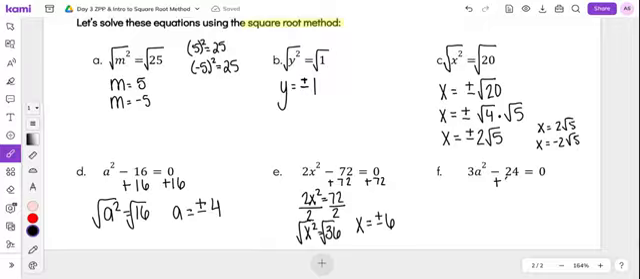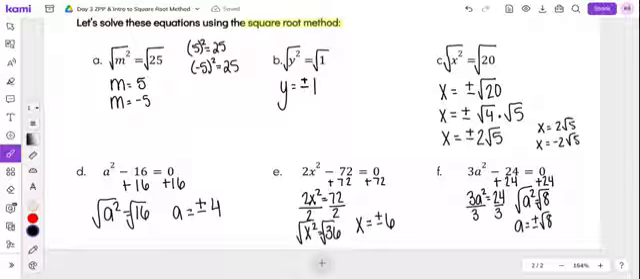We're going to start off by adding 24 to both sides. Okay, when we do that, 3a squared is equal to 24. We can go ahead and divide both sides by 3, and we get that a squared is equal to 8. So once again, we're in a situation where 8 is a non-perfect square. So we're going to start off by taking the square root of both sides, and we get that a is equal to plus or minus the square root of 8. So we're going to have to simplify and reduce 8 down.